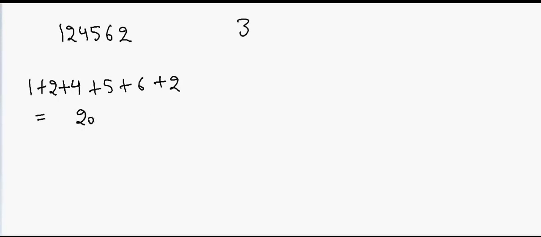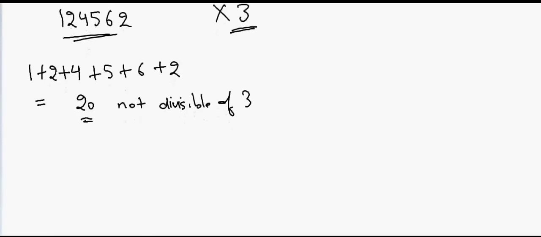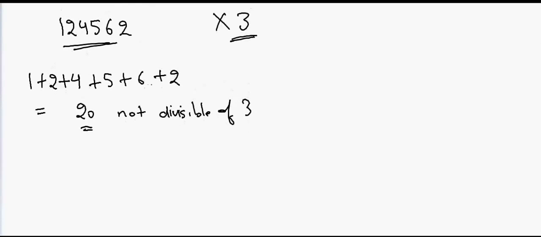So as you can see, 20 is not divisible by 3, so it is not a divisible of 3. So that's why this number will not be evenly divided by 3. So it cannot be evenly divided by 3. So what should the number be if it has to be divided by 3?